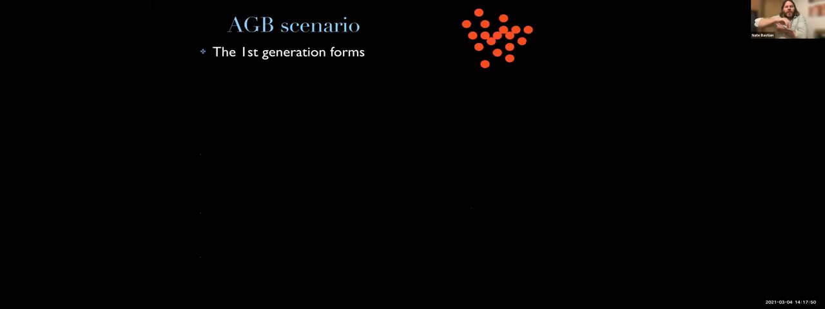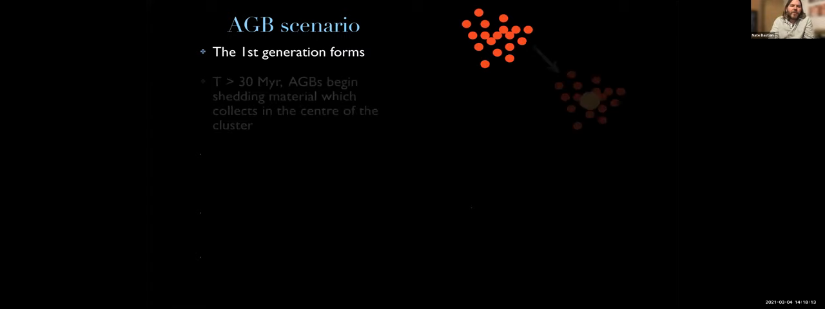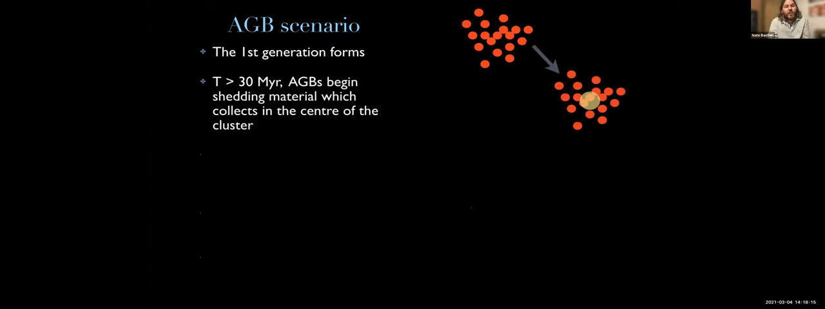To give you a feel for the types of scenarios that have been put forward, I'll describe the AGB scenario, which is the one that's been discussed most in the literature. The other scenarios are largely the same, just with slightly different timescales. In this scenario, you form a first generation of stars. This is a simple stellar population, your classic stellar cluster, where all stars have the same age and metallicity. Then after 30 million years, AGB stars begin to evolve and they shed their material. It is then theorized that this material will be able to cool and collect in the center.